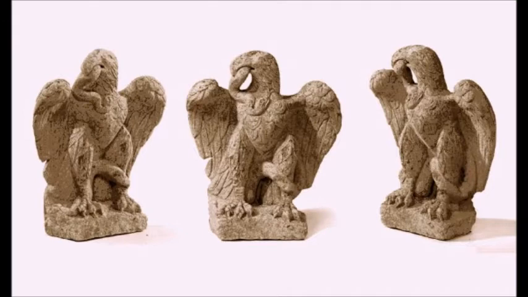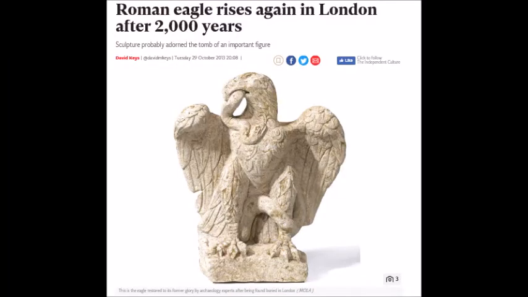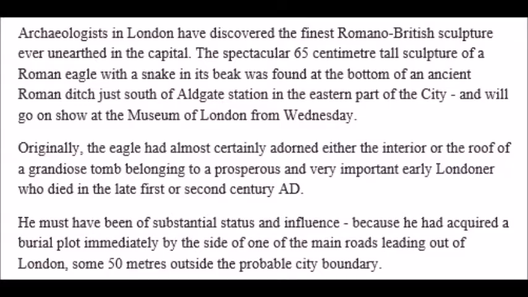Right, okay. Roman eagle rises again in London after 2,000 years. This was in 2013. I can remember having this article and reading it out to, we only had a couple of classes back then, but I can remember doing that one.